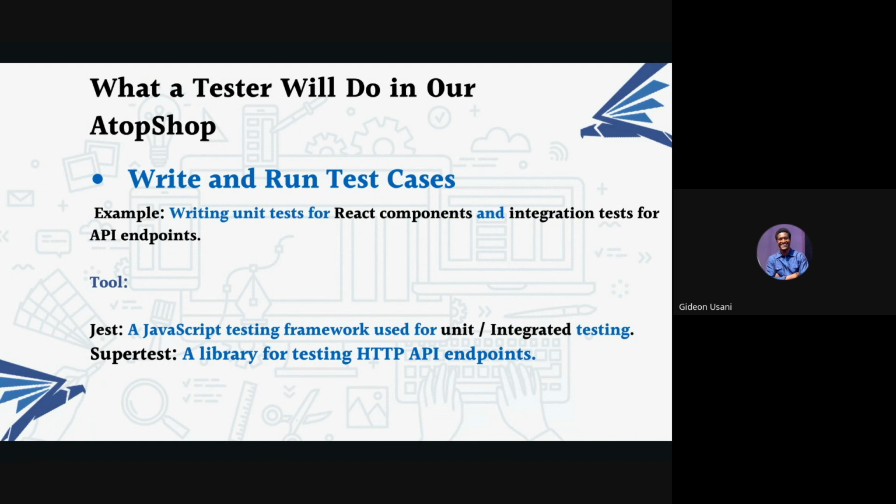So what the tester would do in our ATOP shop is write and run test cases, right? An example of writing a test case is writing unit tests for React components and integration tests for API endpoints. There are several tools used when doing these tests. We have Jest, a JavaScript testing framework used for unit and integration testing, and Supertest, a library for testing HTTP and API endpoints.